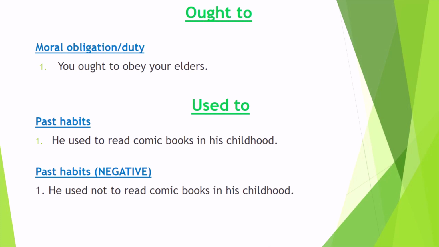Next we have used to. Used to is used for past habit. So now we have two modals which are used for past habit: one is would and the second is used to. For the habits which are recent in our past, or the habits which were recently left, we can use would. But for the habits which were in our life long ago, we use used to. Like, he used to read comic books in his childhood.